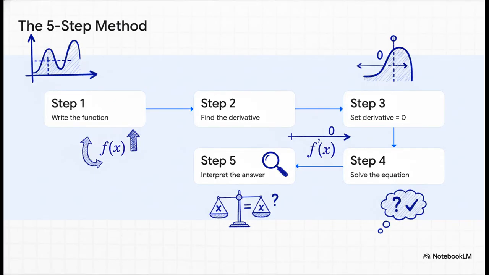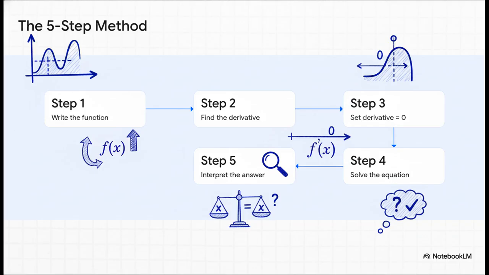So here we go, a 5-step process that is pretty much foolproof. First, you've got your function. Second, you find its derivative. Now, if you're a bit rusty, just think of the derivative as a tool that tells you the steepness or the slope of the curve at any point. But here's the absolute key.